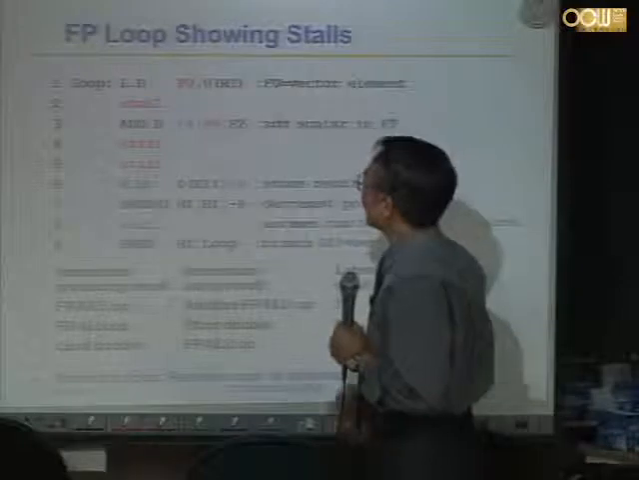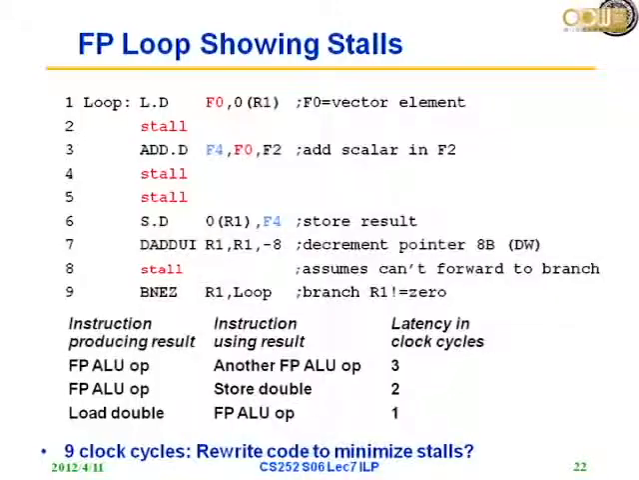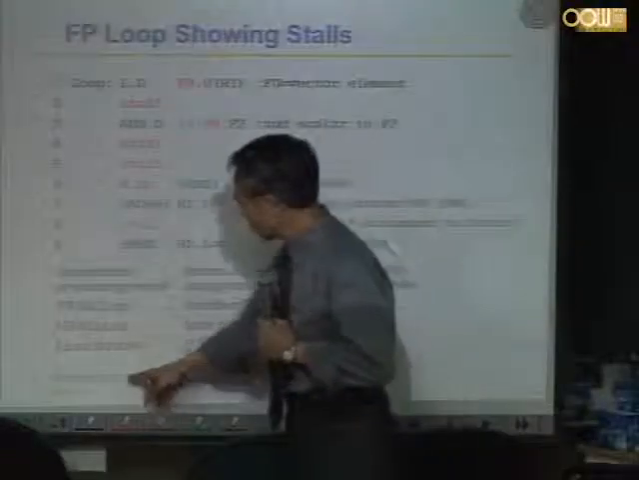We also indicated where the stall cycles should be inserted in. And these are just the reminders copied directly from the previous table. So for every element, we need 9 clock cycles to handle it.